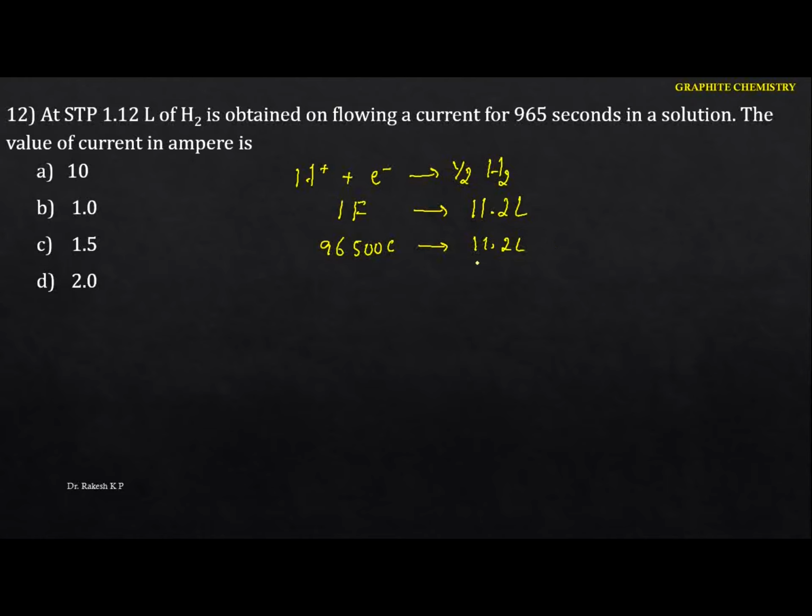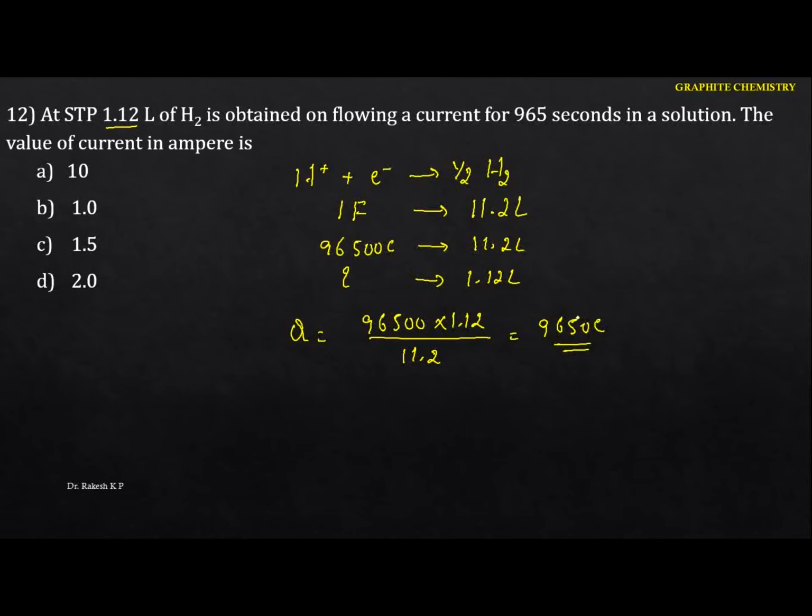But here you just identify that during the reaction, 1.12 liters is liberated. So we don't know exactly what quantity of current we passed here. That is 96,500 into 1.12, divided by 11.2. So here what you are going to get is 9,650 coulomb.